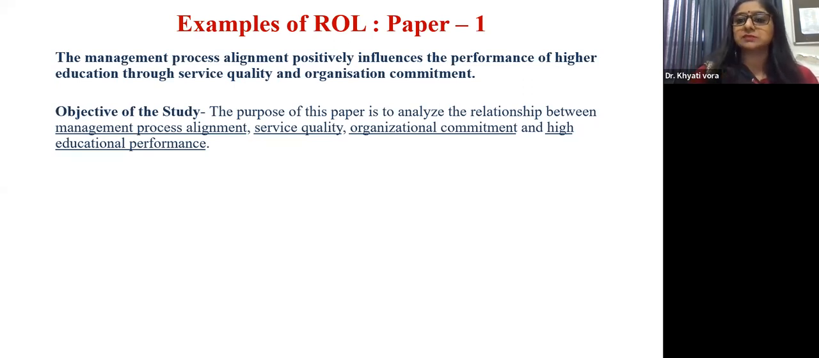Looking at the sentence, how can you frame it? Okay, management process is the independent variable. Got it? Then it positively influences the performance of higher education through service quality and organization commitment. So what is this service quality and organization commitment? Which kind of variable is this? Is it independent, dependent, mediating or moderating?